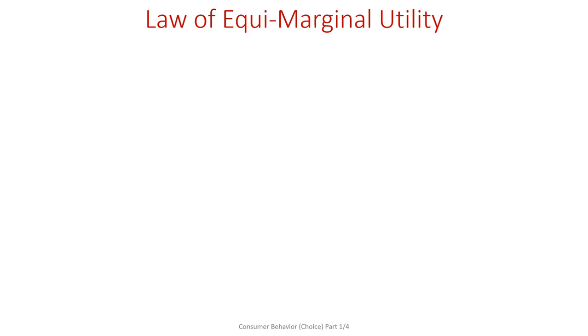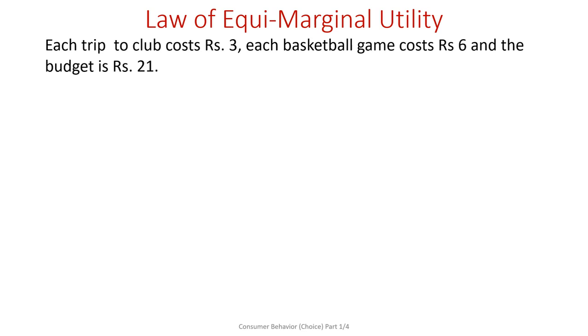Now, let's take another example of the law of equi-marginal utility, in which the prices of the goods are different. Let's assume that a person has a choice of playing a basketball game with a participation fee of rupees 6 per game and going to the club, which costs rupees 3. The total budget is rupees 21.